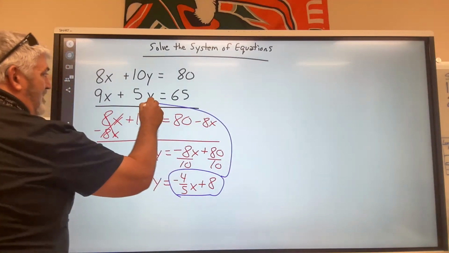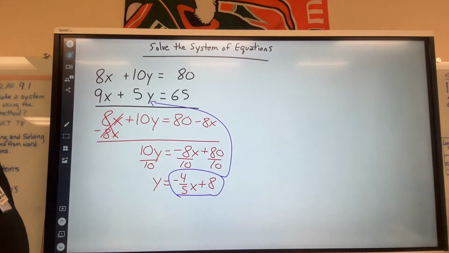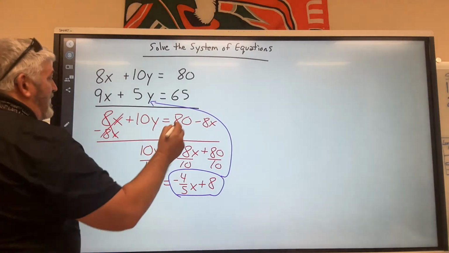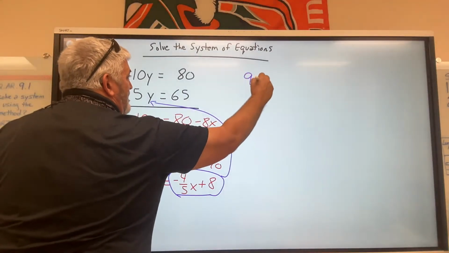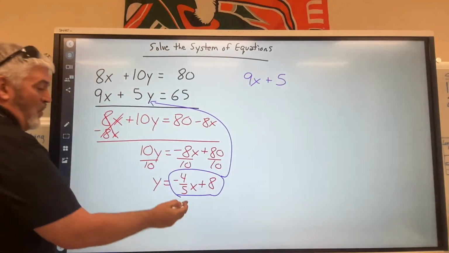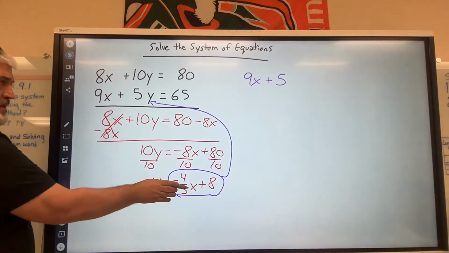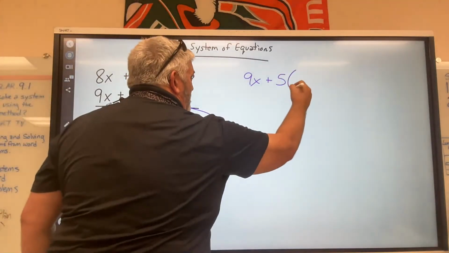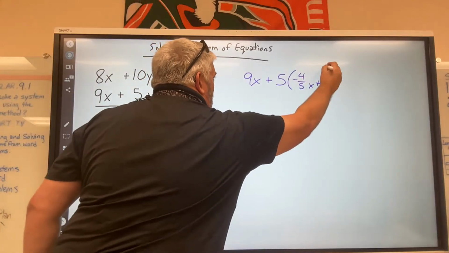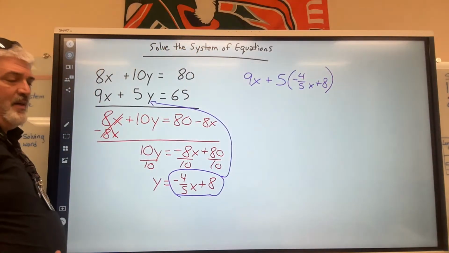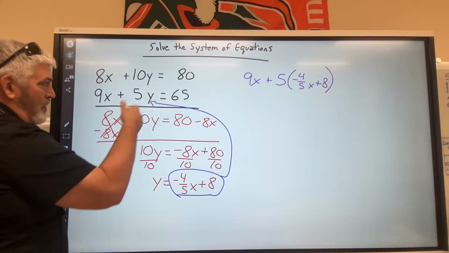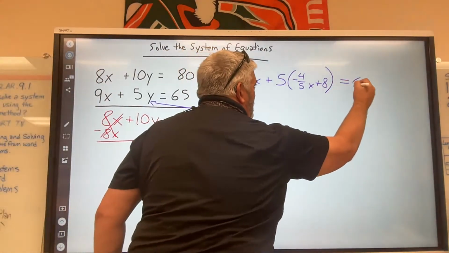and place it where y goes in the other equation, which will give me 9x plus 5 times y. And remember, y equals negative 4/5 x plus 8. So I'm placing negative 4/5 x plus 8 where y went in the equation. I'm substituting that for y. And it equals 65.